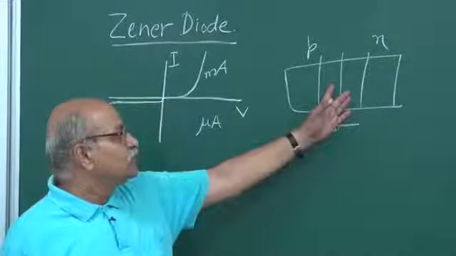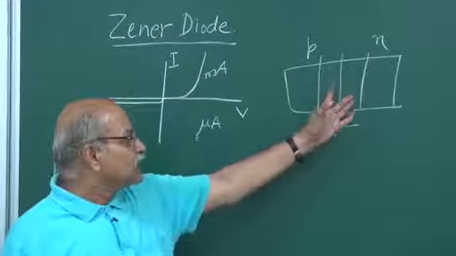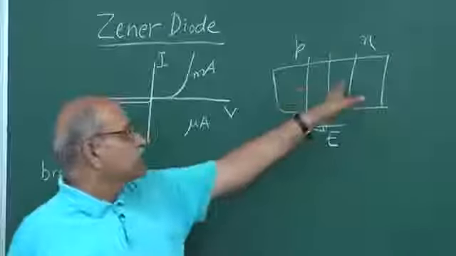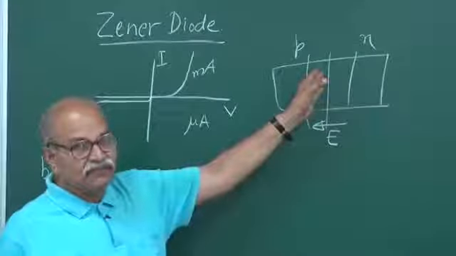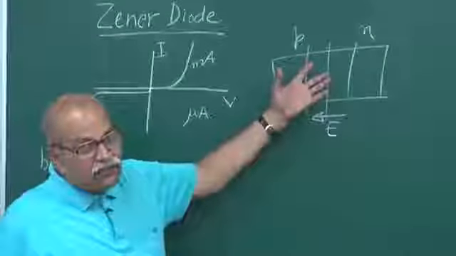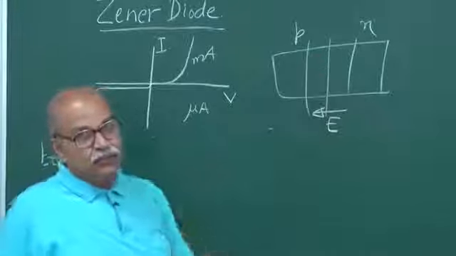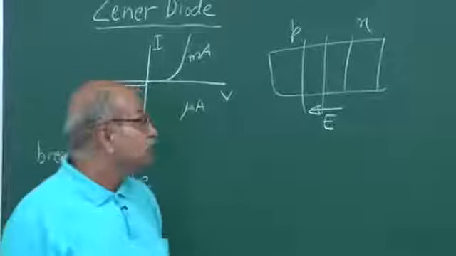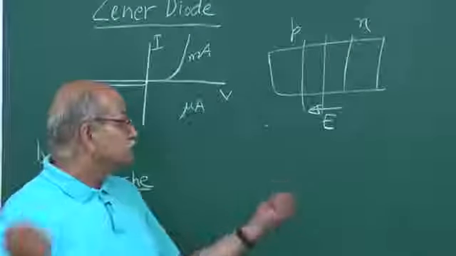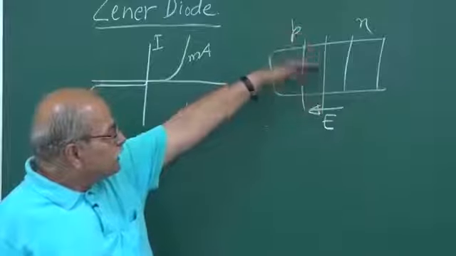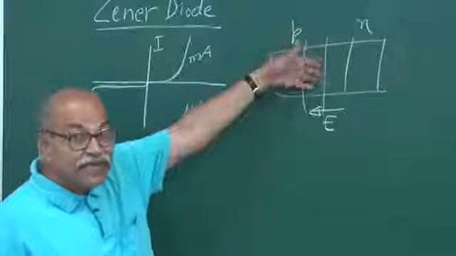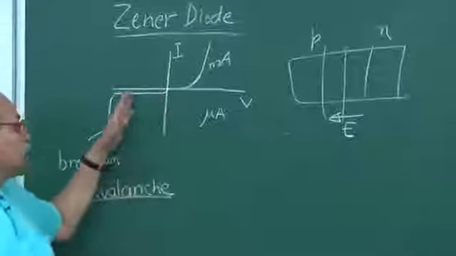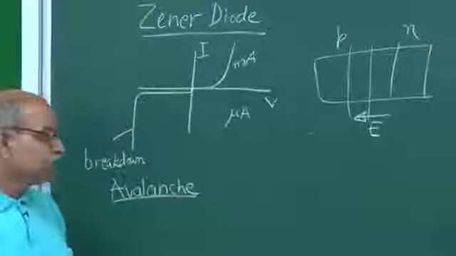And once new electron hole pairs are created, they are also accelerated by this electric field. So electrons are accelerated towards the right, holes are accelerated towards the left, and they may also gain enough kinetic energy to break even more of those valence band electrons and make them free, and this way a large number of electron hole pairs may get produced if this process starts. So that is the breakdown known as avalanche breakdown.